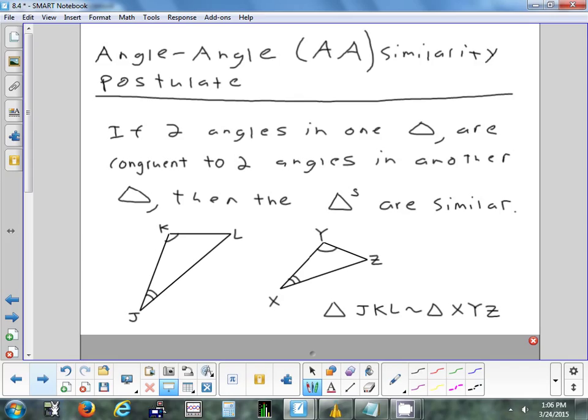But it is still similar. Okay? What is this called? Triangle JKL is similar to triangle XYZ. If I wanted you to write something like this on the test, what would I ask you for? I'd ask you to write a what? Yep.